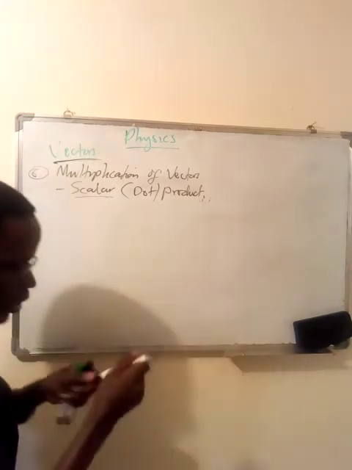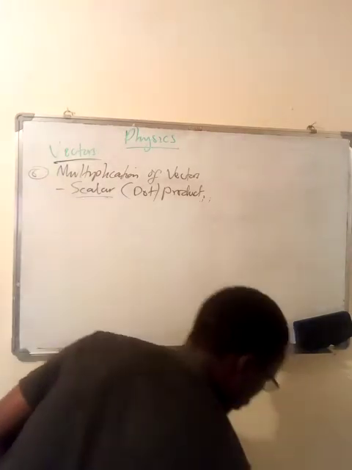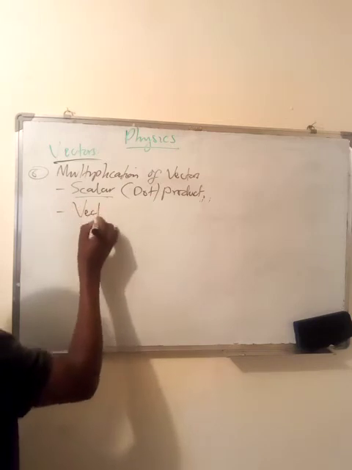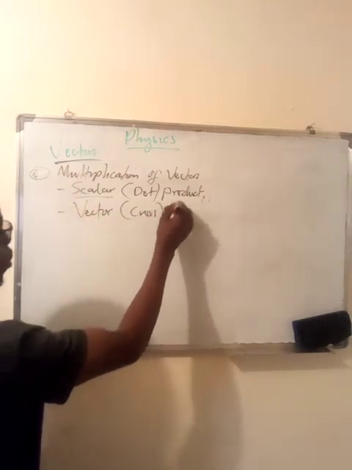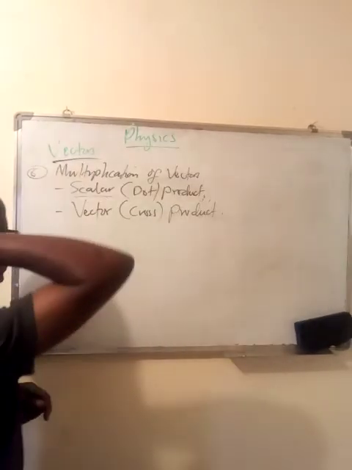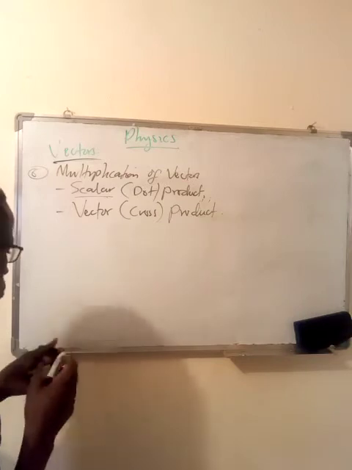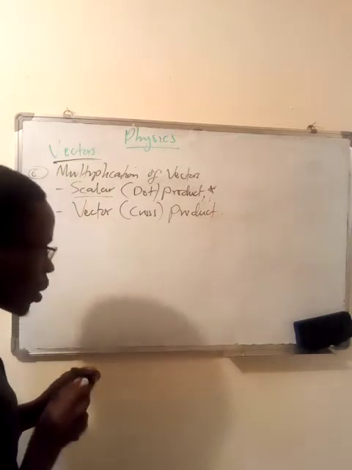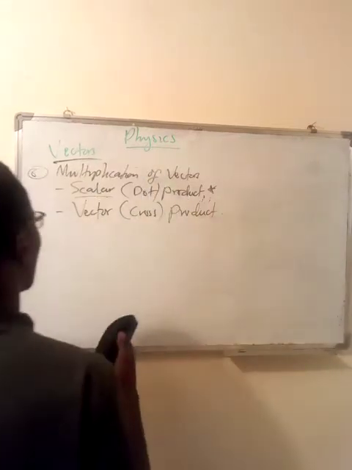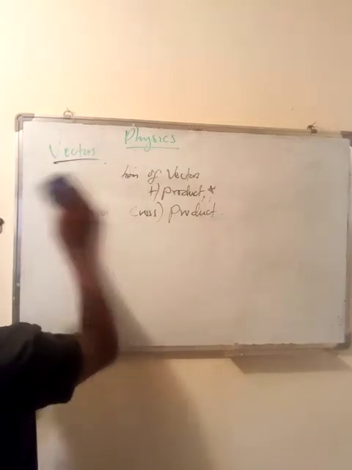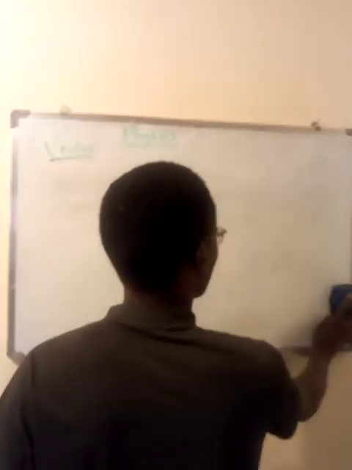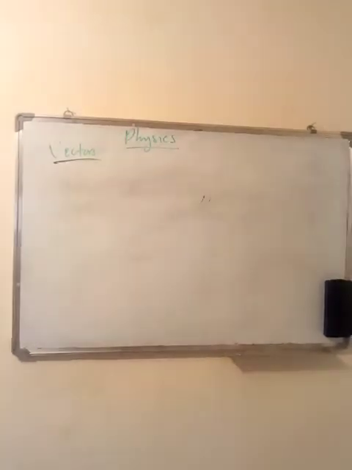Then after that, we have what is called the vector or cross product. Now, in the interest of today's lesson, we're going to concentrate on the scalar product. So let's dive into that part of the topic and get to understand what it is. Some of you that might have had an opportunity to do additional mathematics in your high school and did the topic vectors, most likely you might have done this topic, dot product of vectors.